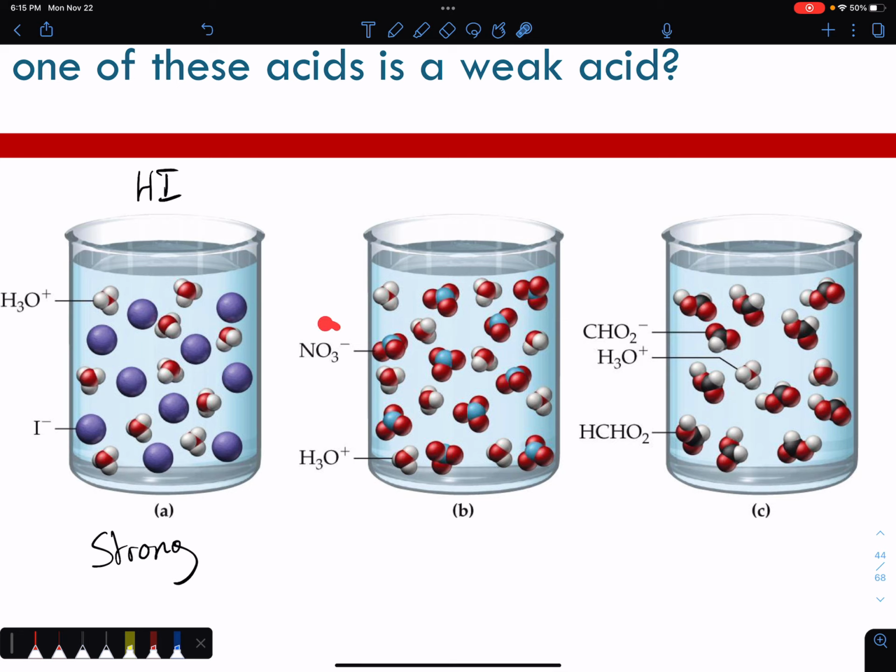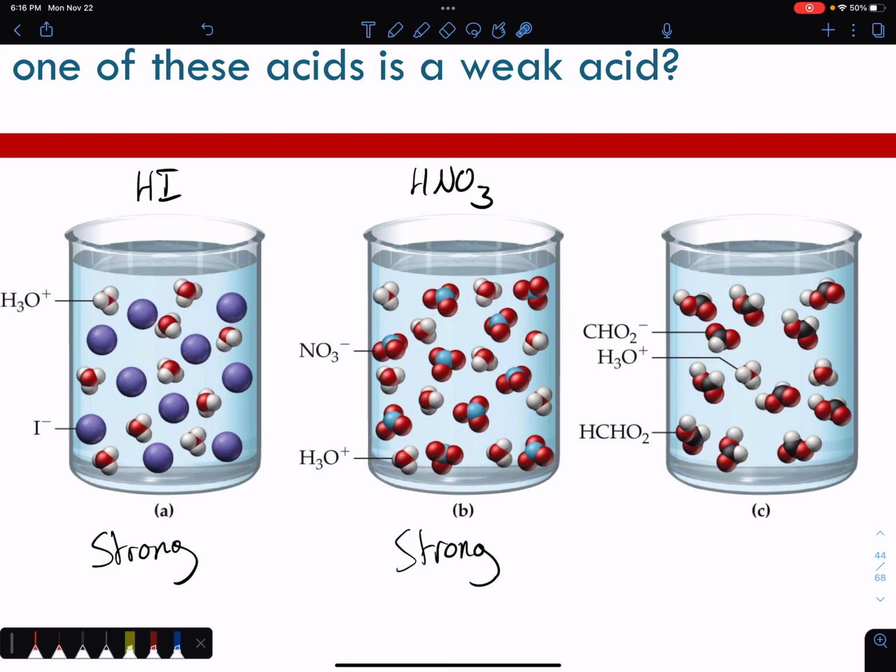So in the second one, we have nitrate. So this would be nitric acid, HNO3. And again, if we look throughout this model of a solution, there aren't any nitric acids left. So these are all nitrates. So this would also be a strong acid.